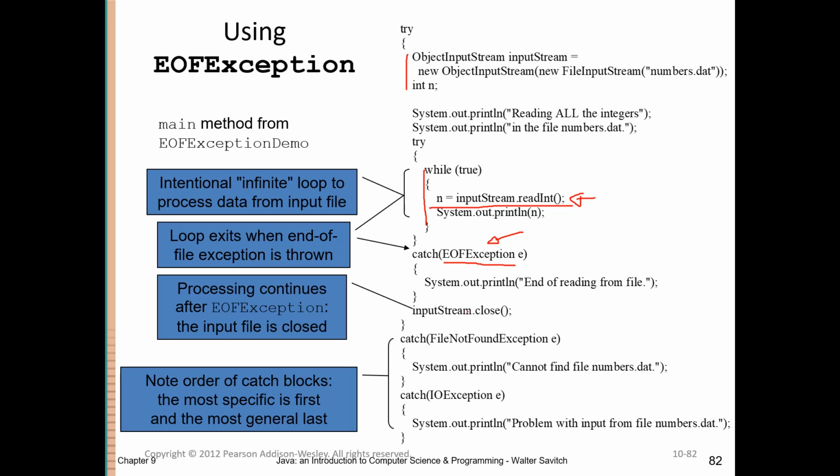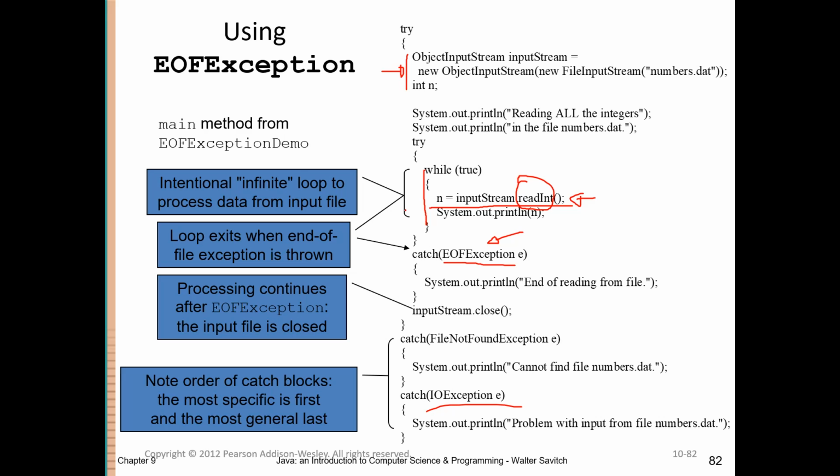So that's the idea. And you have also the other exception to catch. This IOException can be raised because of this statement as well. You can maybe try to read something that cannot be read as an int. So that's basically the idea behind that.